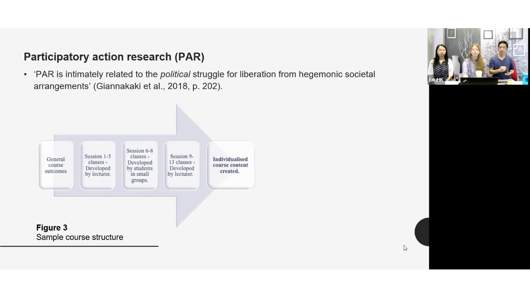In the class, the flow of the course structure is that first the students look at the general course outcomes in their small groups. Next, the lecturer will teach lessons 1 to 5, then students teach lessons 6 to 8, based on the work they had done in their groups. Then sections 9 to 13 will be taught by the lecturer again. So all of that creates an individualized course content.